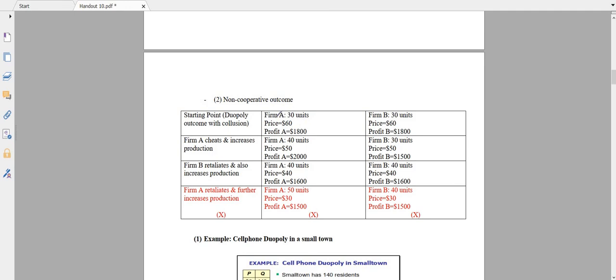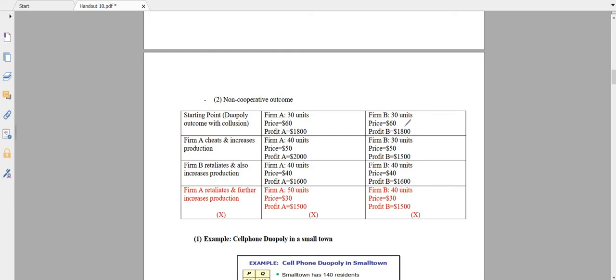in front of you. So firm A is producing 30 units. The market price is going to be 60. The profit that firm A is going to enjoy is 1,800. How have I calculated this profit? I know that the profit is equal to total revenue, which is price times quantity, 60 times 30, which will give me 1,800.